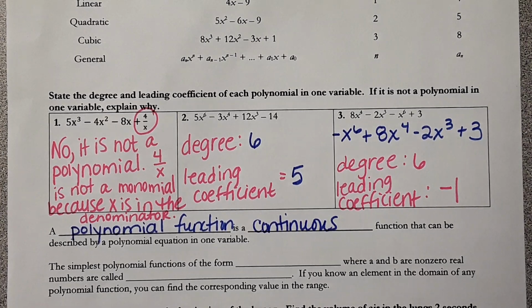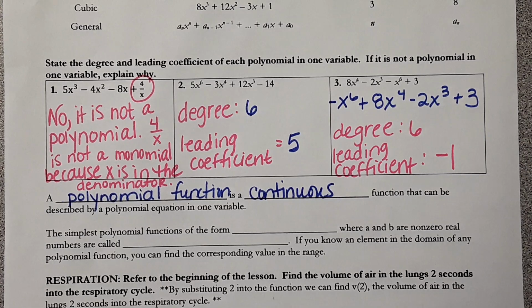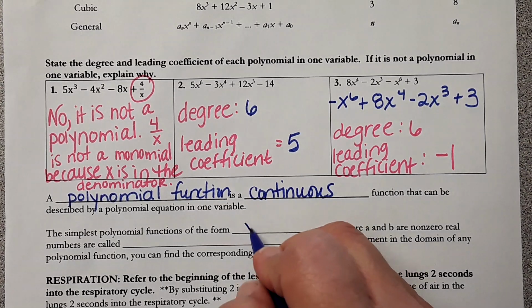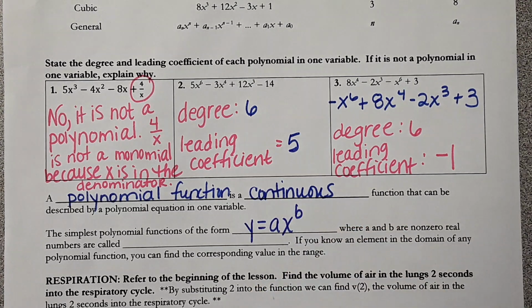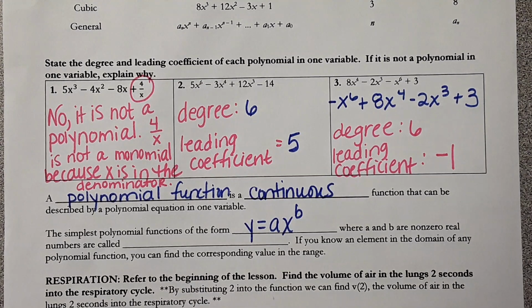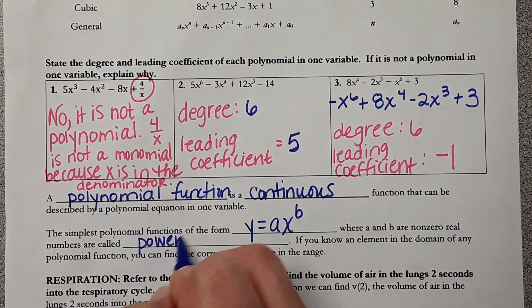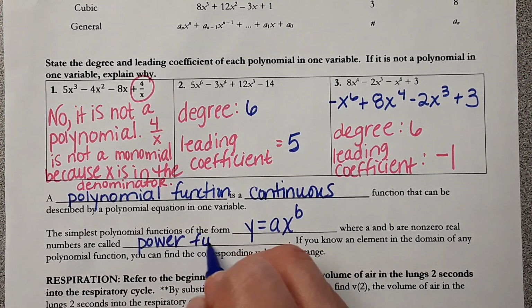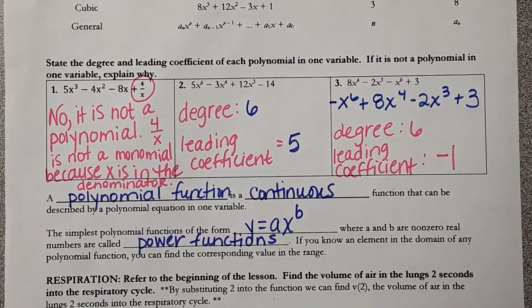So the other thing you need to know is that the simplest polynomial functions of the form y equals ax raised to the b, and a and b can't be 0, are called power models or power functions. In AP Stats, we call those power models, and they're called power functions. In Algebra 2, they're basically the same.